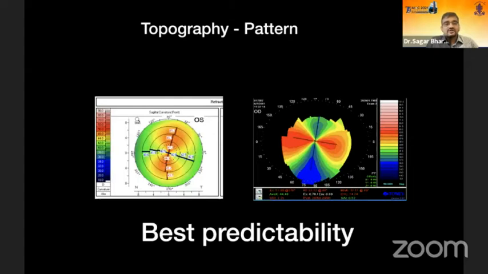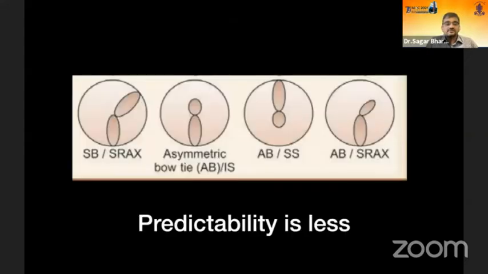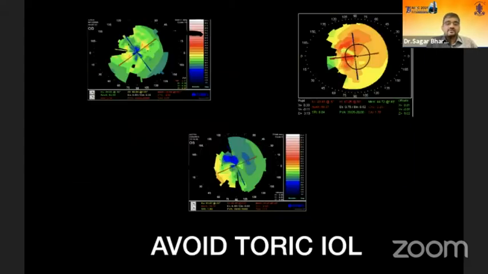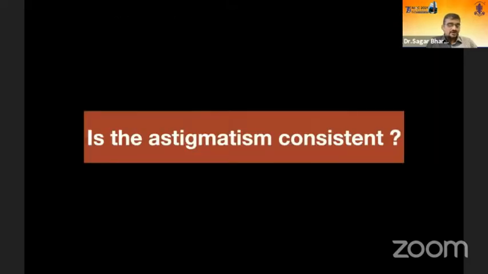So this is an example of classical with-the-rule astigmatism, a symmetrical bow tie, and this is against-the-rule, a symmetrical bow tie. These are the patterns which will give you the best predictability in terms of the outcome. And here you see asymmetric bow tie patterns and a symmetrical bow tie with skewing of axis. These are the conditions where the predictability is slightly less. And of course, the topography will tell you the patterns where you have to avoid doing a toric IOL.